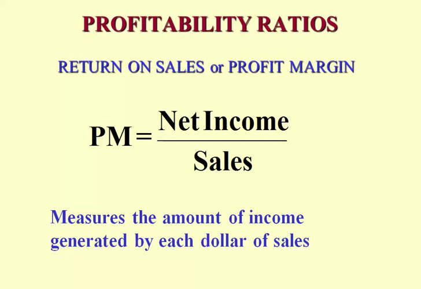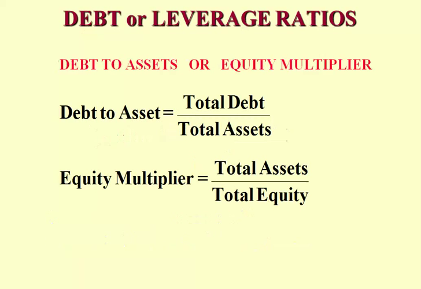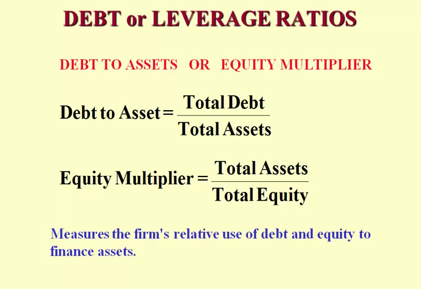And we've been introduced to a broad category of debt or leverage ratios, our debt to asset ratio, or the equity multiplier, which is total assets divided by total equity. Both of these measure the firm's relative use of debt and equity in its capital structure. In other words, how does it choose to finance its assets? Let's go ahead now and take a look at the basic DuPont equations.